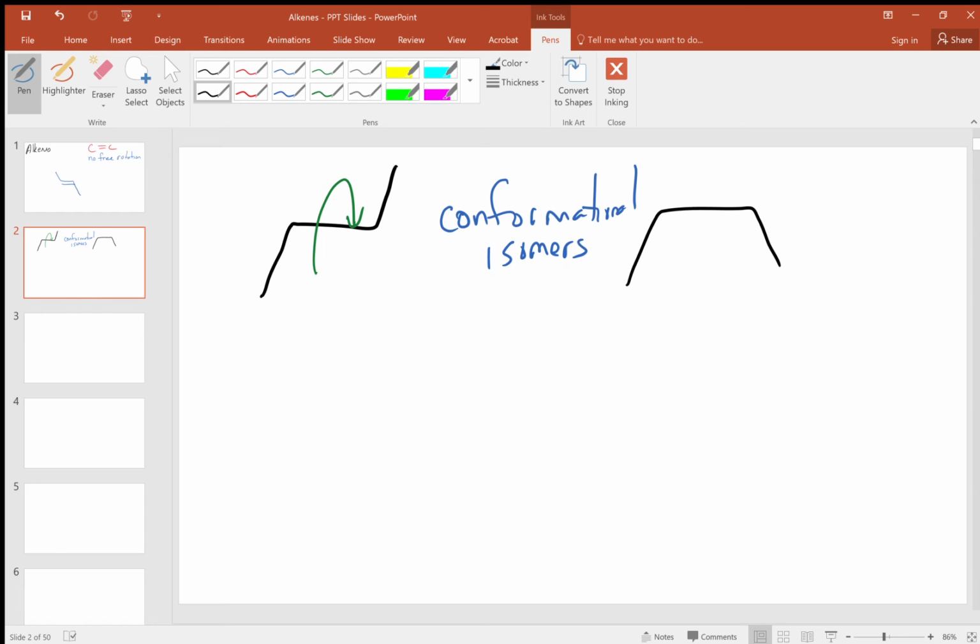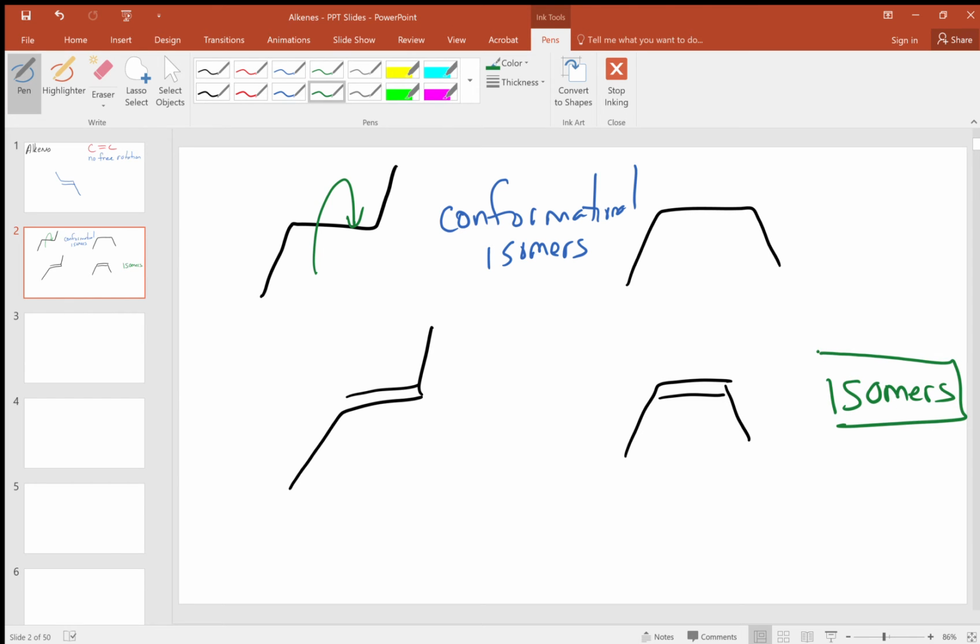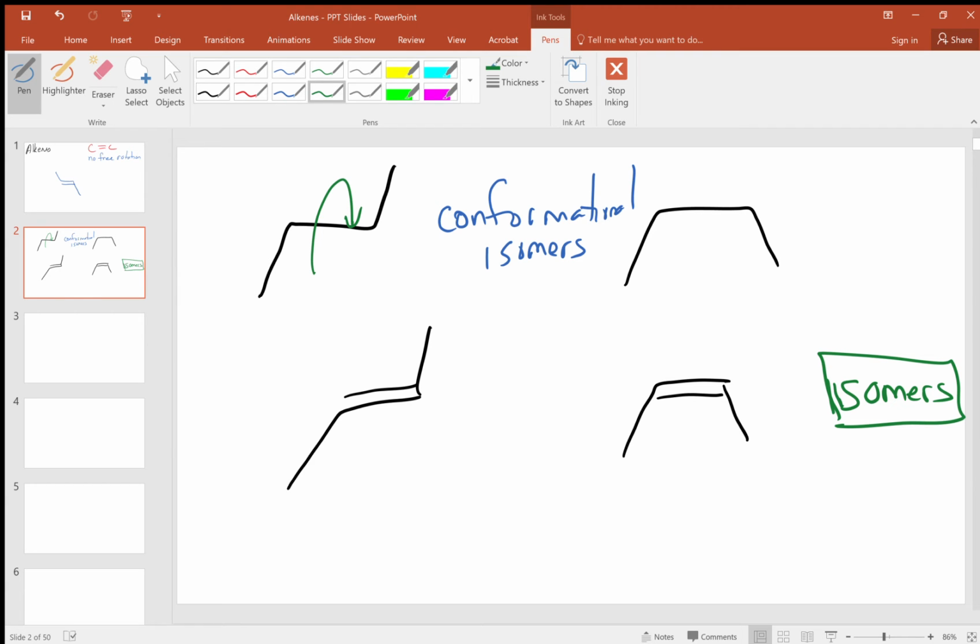But with alkenes, the story's quite different. Are these the same molecule? The answer is no. These are isomers. Why is that? Again, because we cannot rotate about this pi bond. And so these 2 molecules are locked into these conformations. The only way that you can interconvert these is to actually break the pi bond.